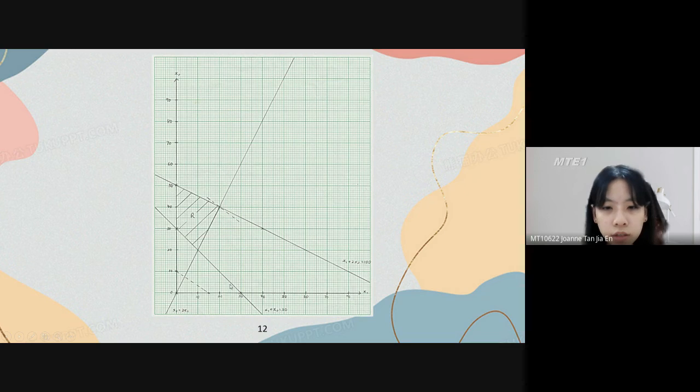So for the first constraint, S1 plus S2 greater than or equal to 30, the region should be in here. Then for the second constraint, S2 should be greater than or equal to 2S1, so the region should be here or here. For the third constraint, S1 plus 2S2 should be less than or equal to 100, so the region should be here, here or here. Then S1 and S2 should be greater than 0, so the numbers are positive, so the region is here.